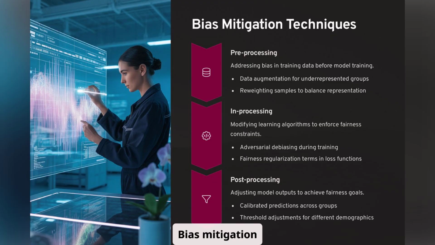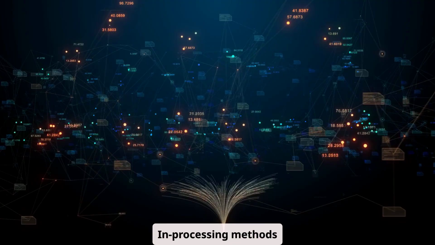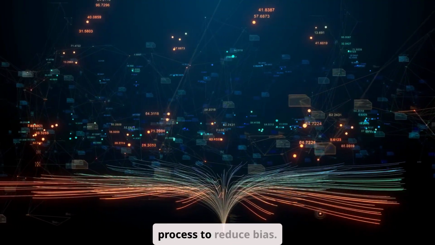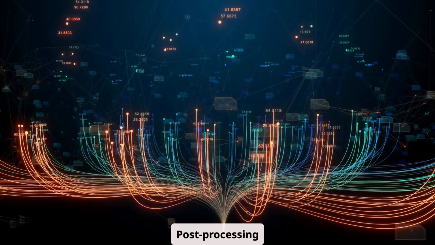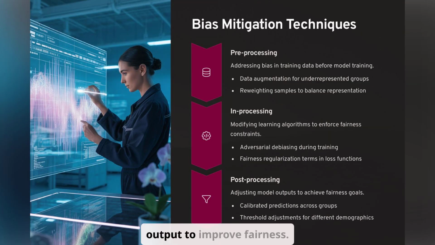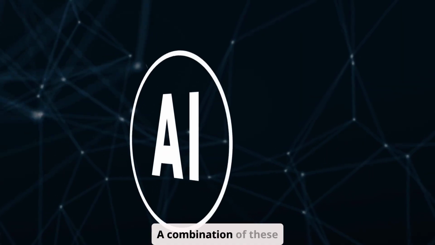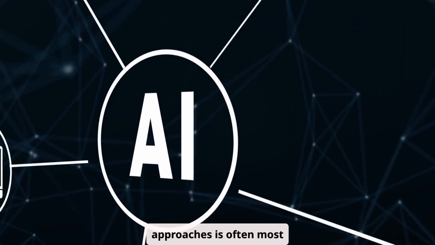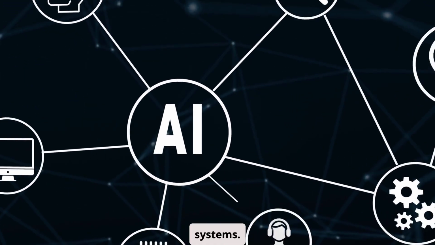Bias mitigation techniques can be applied at different stages of the AI lifecycle. Pre-processing techniques address bias in the training data itself. In-processing methods modify the model training process to reduce bias. Post-processing techniques adjust the model's output to improve fairness. A combination of these approaches is often most effective in building fairer systems.